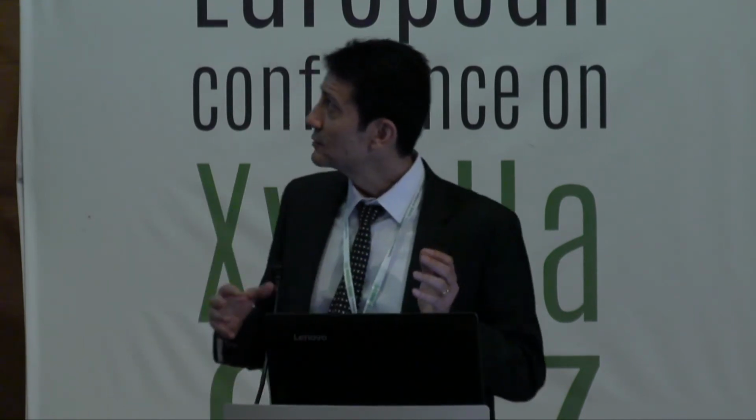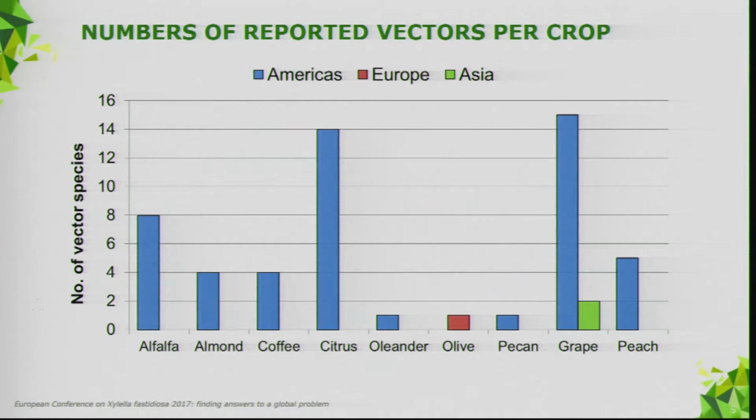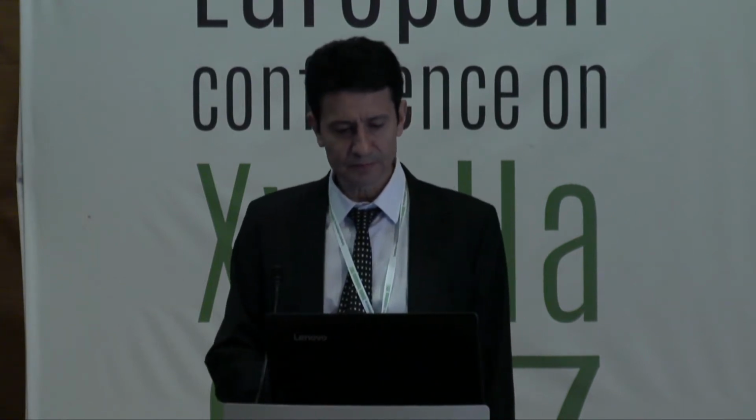This is more or less the number of reported vectors per crop. So as you see, among the major affected crops, you have, in general, 4 or more species reported. And in some cases, like citrus and grape, you can have 14, 15 reported vector species. So many vectors in place to transmit the pathogen.